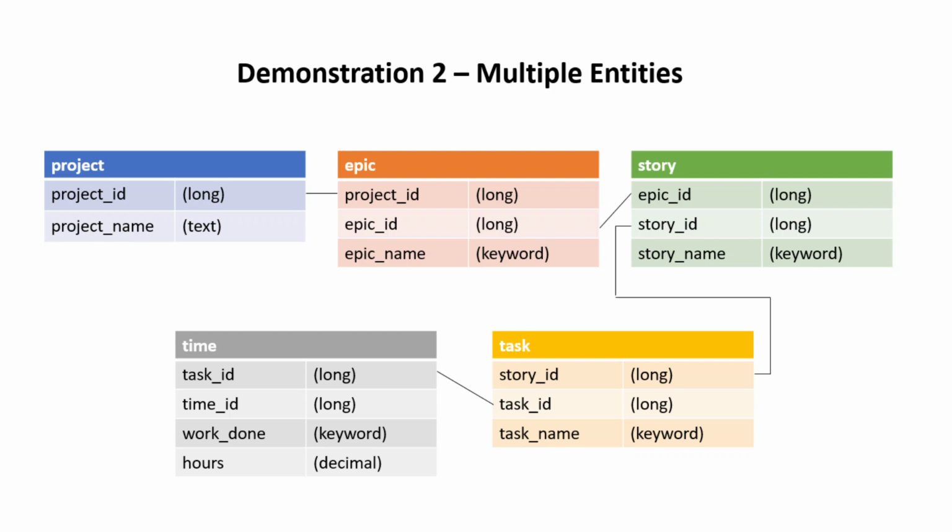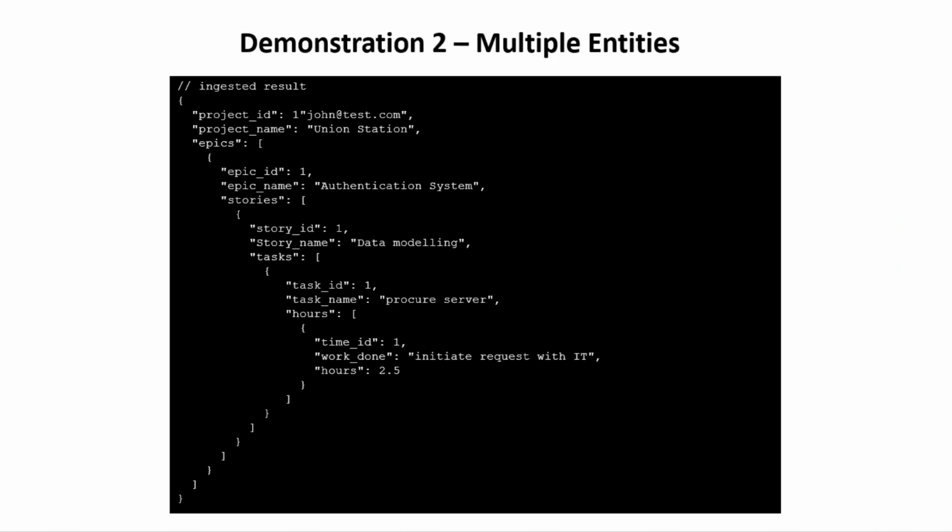In this second demonstration, I want to ingest a more complicated data structure, which I describe in this diagram. It has several one-to-many relationships. Projects can have lots of epics, each epic can have lots of stories, each story can have lots of tasks, and each task can have a lot of time entries. And once ingested, I might want an index with records that have this kind of shape. So you can see that epics are nested under projects, stories are nested under epics, tasks are nested under stories, and time or hours is nested under tasks.